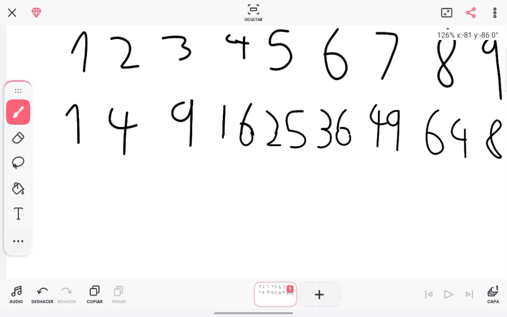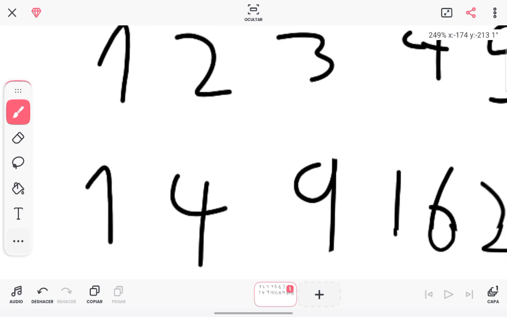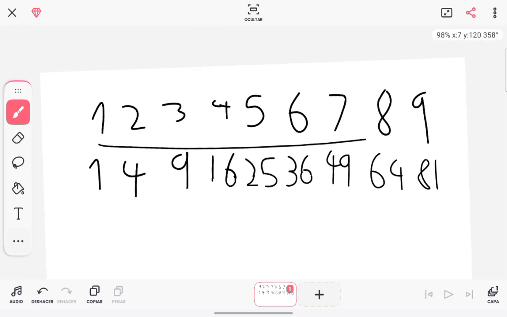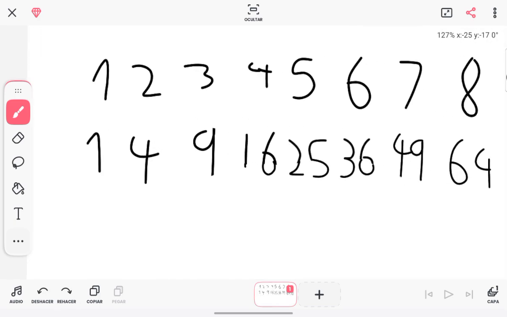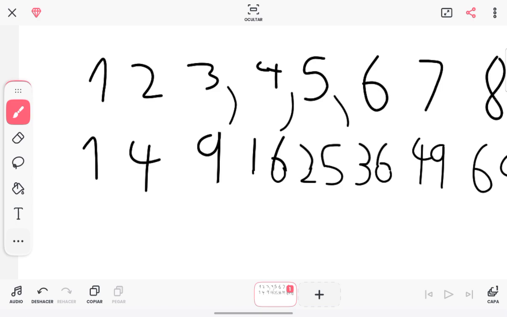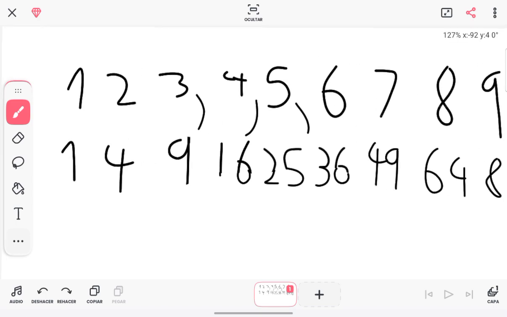So, as you can tell, I wrote out the numbers 1 through 9. And those are squares. So, 1 squared is 1, 2 squared is 4, 3 squared is 9, 4 squared is 16, 5 squared is 25, 6 squared is 36. Yeah, you guys get the point.